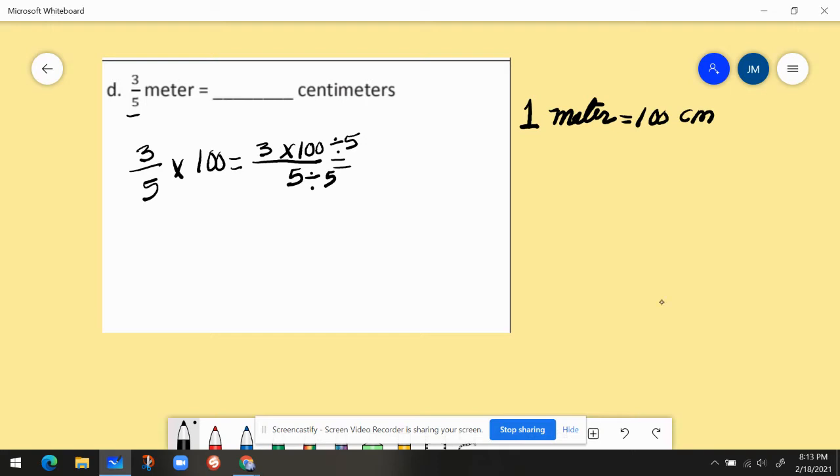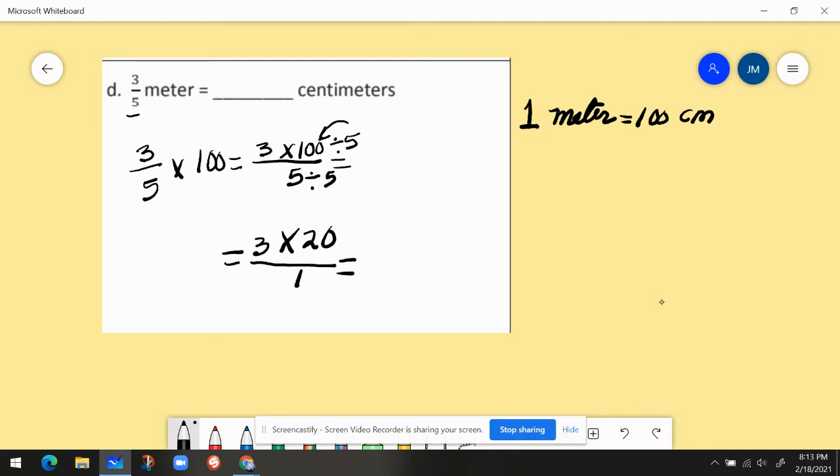So I'm going to rewrite that expression. The 3 stays the same, and 100 divided by 5, the answer is 20. Now, why do we do that? Because it's easier. You get smaller numbers. So 100 divided by 5 equals 20, because 20 times 5 equals 100. So that's how you know. And the division on the bottom is 5 divided by 5 equals 1.